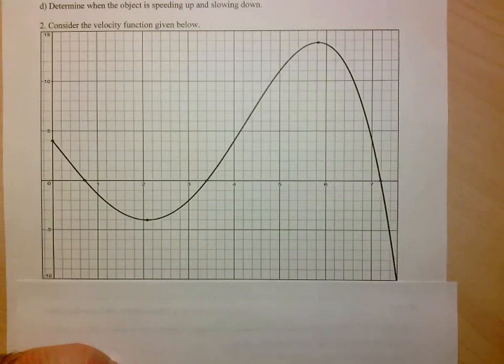Hi folks, we're going to take a look at the solution to number 2 on the Unit 2 assignment extra questions. So I'm actually going to do the second part first. It asks us to determine when this object is speeding up and slowing down.